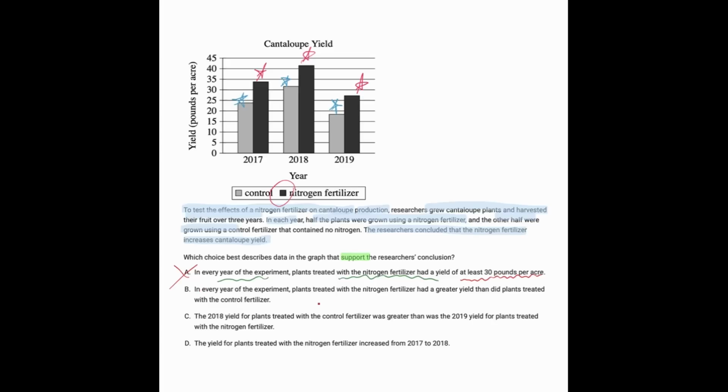B, in every year of the experiment, plants treated with the nitrogen fertilizer had a greater yield than did plants treated with the controlled fertilizer. That's true, and it's so perfect that we don't really need to look at C and D here. The answer is B.